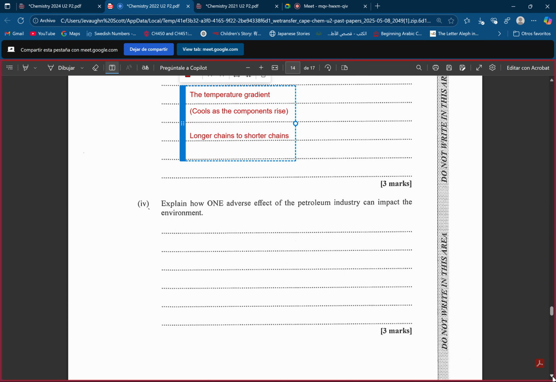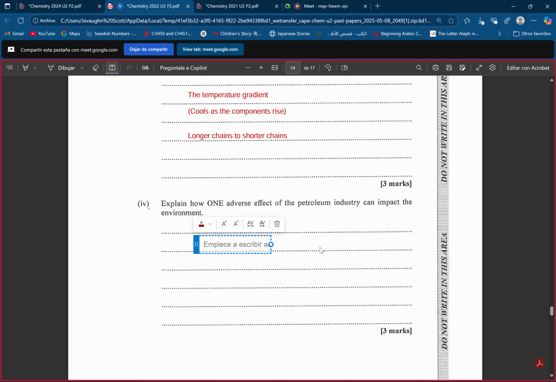Explain how one adverse effect of the petroleum industry can impact the environment. Anyone? So we can talk about air pollution. We can talk about oil spills. Lovely. Oil spills. What else can you talk about? There are multiple things you can talk about, but just choose the easiest ones and just go after it. The one that comes closest to mind that you can explain a little bit more. How would that affect everything?